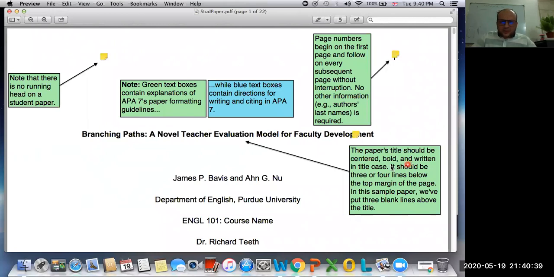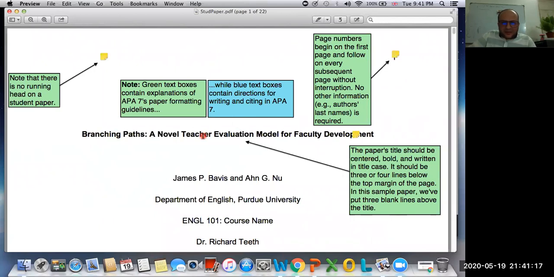So the title should be centered here, should be bold, and written in title case. It should be 3 or 4 lines below the top margin, as you can see. So you can just give many spaces, 1, 2, 3, 4, using the space bar on your keyboard. In this sample paper, we have put 3 blank lines above the title anyway. So you can just practice this using your keyboard, right? So your title should be placed right here.